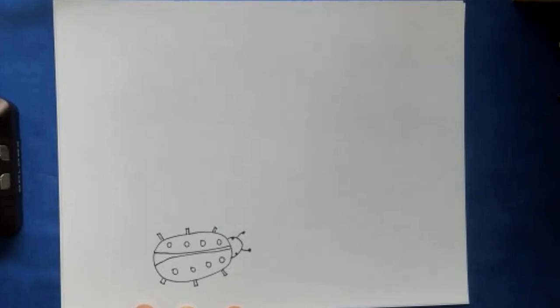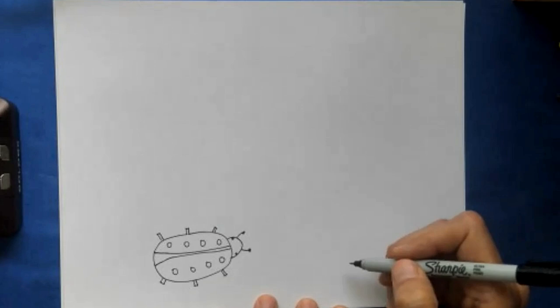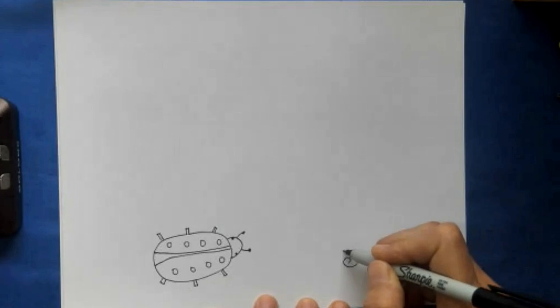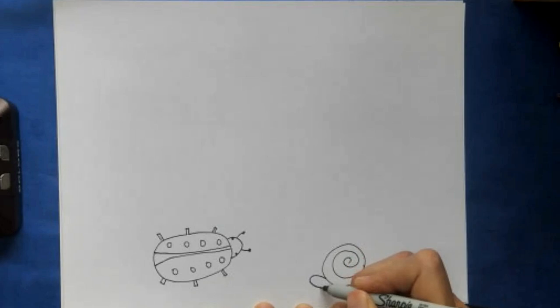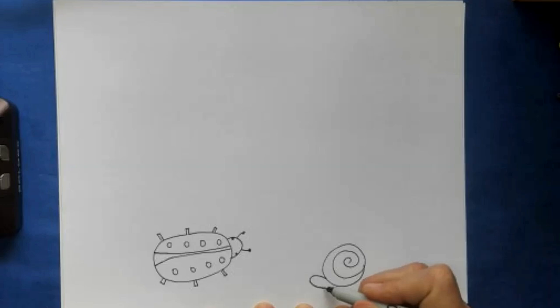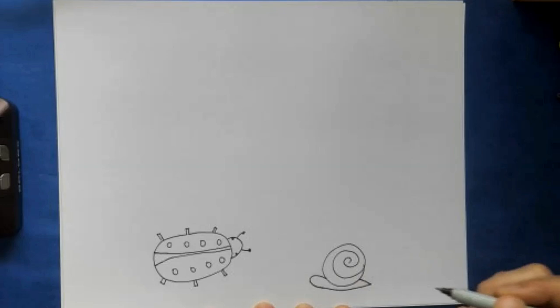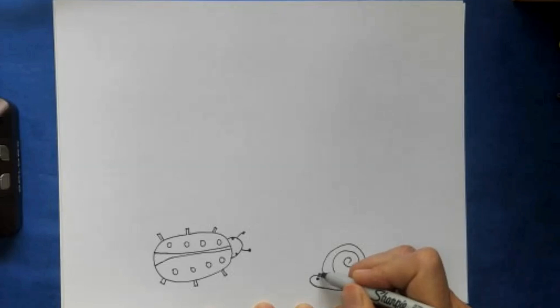Let's go ahead now and add in a friend for our ladybug. Okay, so let's first make just a swirl. And on front of our swirl, we're going to make a half circle. Then we're going to come underneath and add a point on the back. We've made a little snail friend, and we'll add some antennas onto this one too.